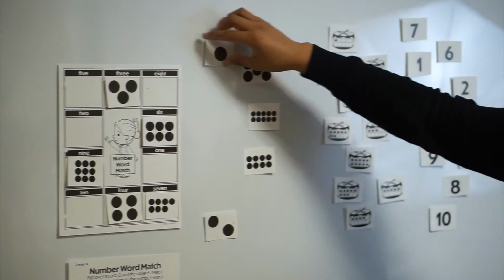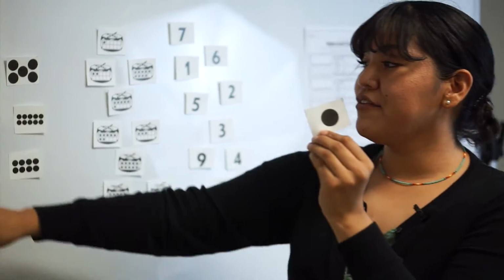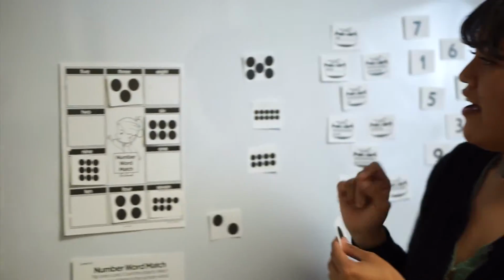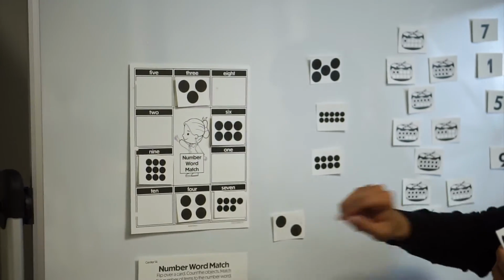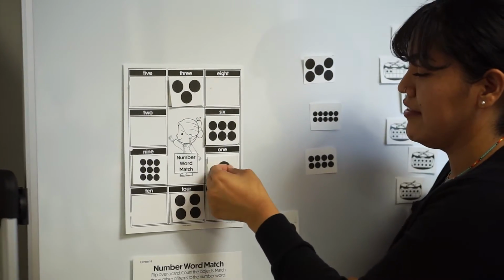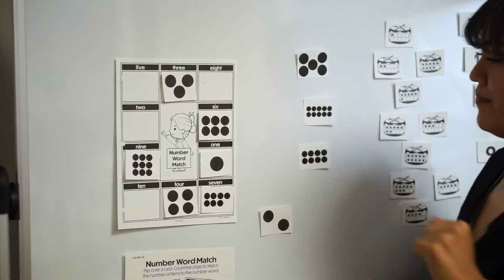All right, let's go pick this card. There's 1 big dot on this card, so let's look for the word 1 on our worksheet. So we have 5, we have 8. I see 1 right here. So we're gonna place the 1 dot under the word 1.